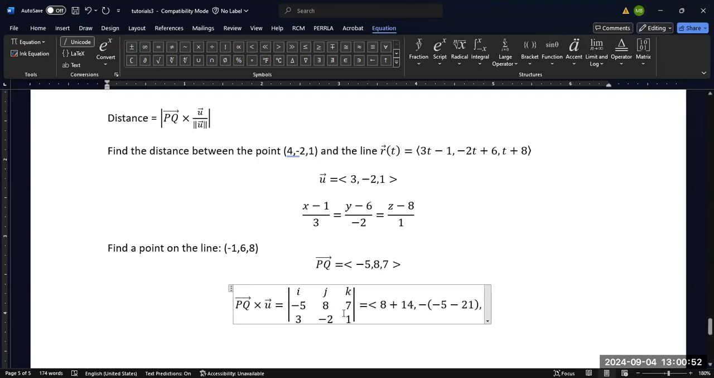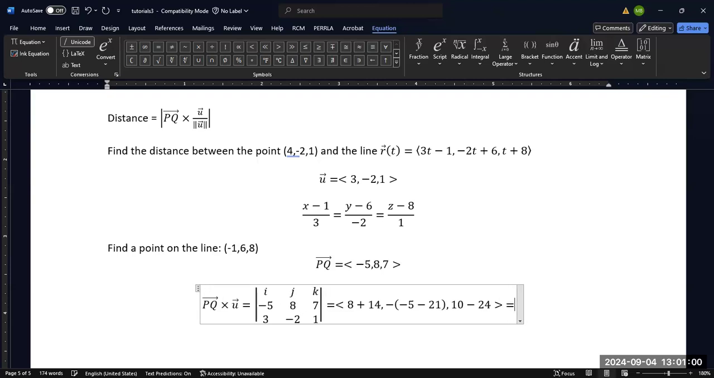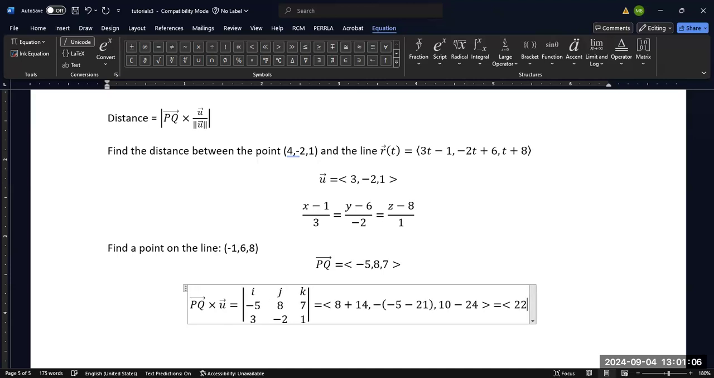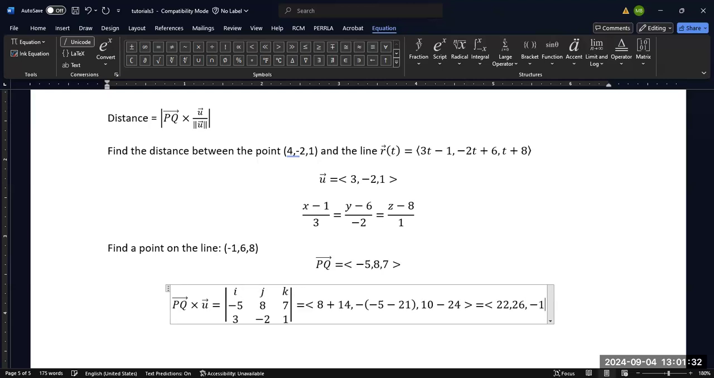And then my k component will be 10 minus 24. So that's going to give me 8 and 14 is 22. Negative 5 and negative 21 is going to give me negative 26, but there's another negative out front, so that's positive 26. And then 10 minus 24 is going to be negative 14.